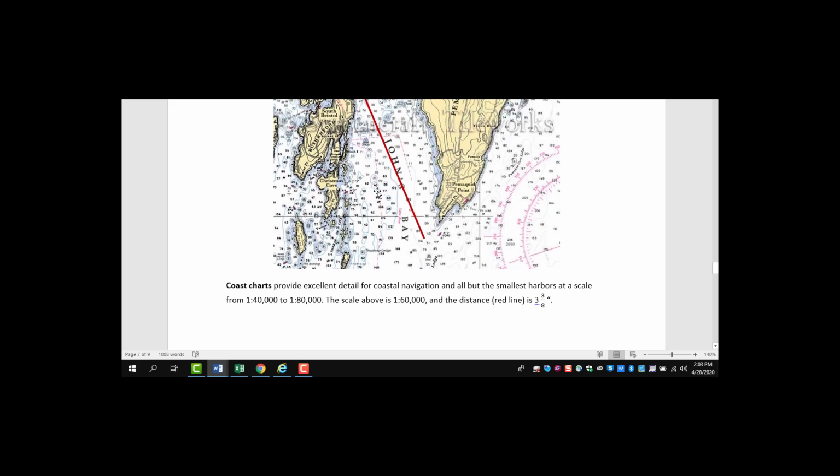And it says these coastal charts, you can see they have depths in them and everything. They provide excellent detail for coastal navigation for all but the smallest of harbors, at a scale of 1 to 40,000 to 1 to 80,000. Obviously, these are unitless. The scale above is 1 to 60,000, and the distance, the red line, is 3 3/8 of an inch. So that's the model, right?